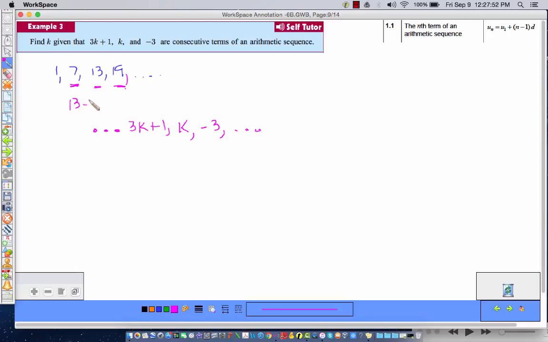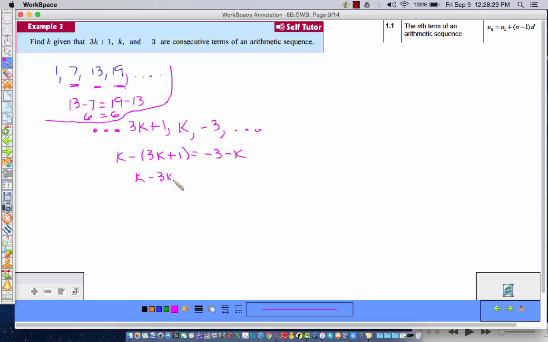13 minus 7 is equal to 19 minus 13, and 6 is equal to 6. Okay? So by the same reasoning, term minus previous term, 13 minus 7. So k minus (3k plus 1) must be equal to negative 3 minus k. Okay, that's very simple. The terms of an arithmetic sequence have the same common difference. So now it's just a matter of solving.